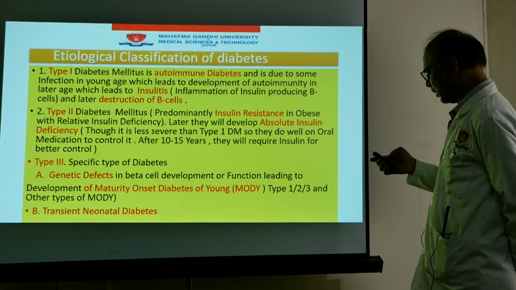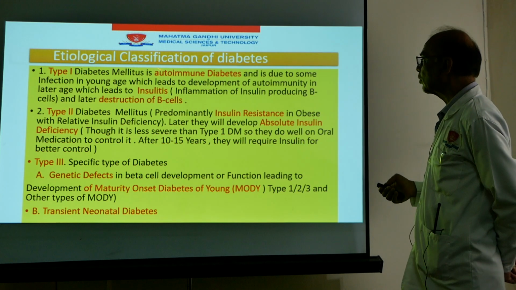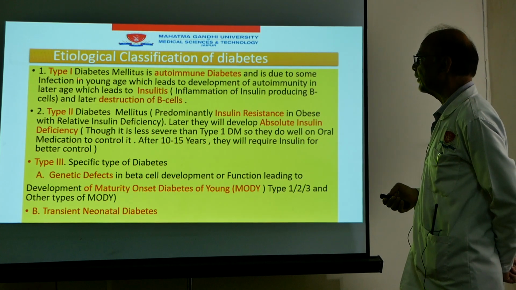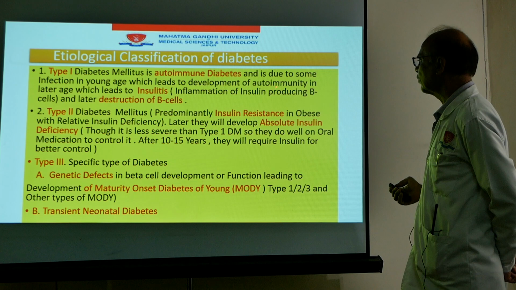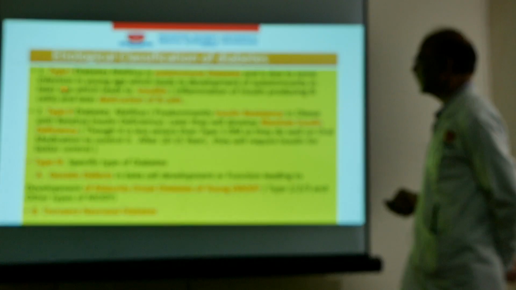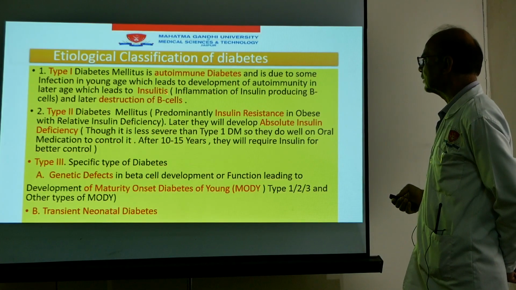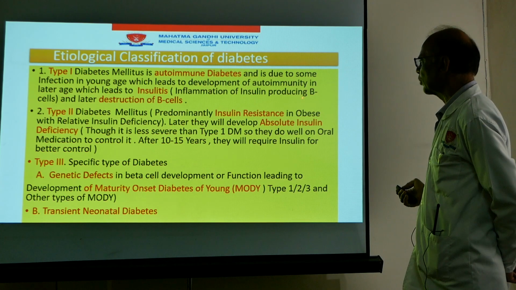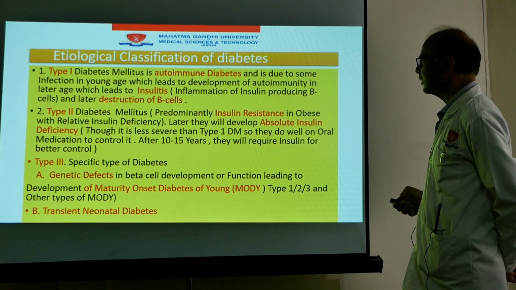So type 1 diabetes is autoimmune diabetes, due to some infection at a young age which leads to development of autoimmunity in later ages, which leads to insulitis, which is inflammation of the insulin producing beta cells, and later there is destruction of beta cells and deficiency of insulin secretion.